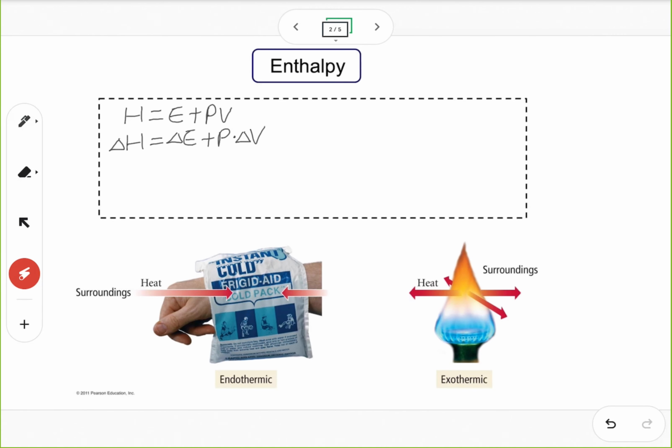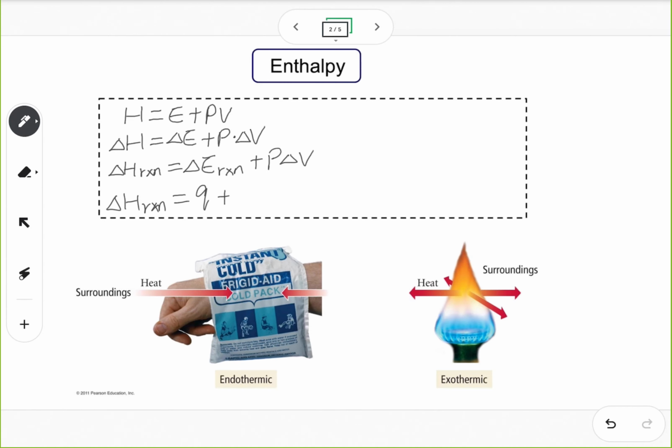If you are talking about the enthalpy change in a chemical reaction, that will be delta H reaction equals delta E reaction plus P times delta V. Although for most chemical reactions we can ignore the volume change, if we are considering this delta E reaction in general, we still need to include the volume change. In other words, we need to include both heat and work. So that means delta H reaction equals Q plus W plus P delta V. So we do need to consider both Q and W when we consider delta E reaction in general.